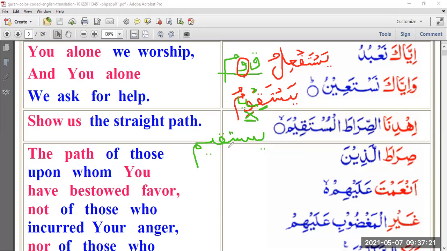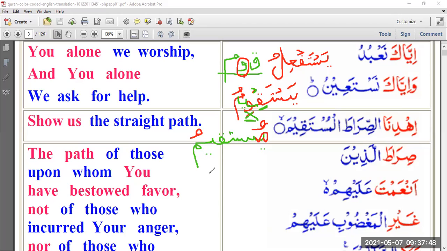We know that if we have to make ismul fa'il from mudari, in sulasi mazid fi, ismul fa'il and ismul maf'ul are both made out of fi'l mudari. So this fi'l mudari is in front of us. We can make ismul maf'ul. Instead of ya, we change it into a meem with dhamma. Mustaqim, so it's already there.